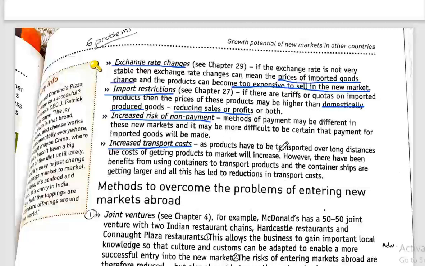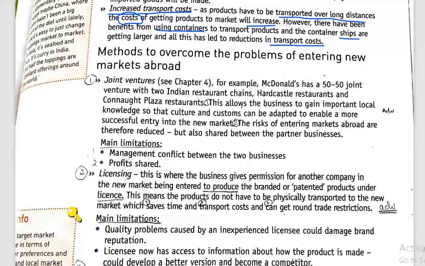As products are transported over long distances, the cost of transportation is definitely going to increase, and getting the products to the new market is going to be harder. The costs increase especially if I'm using containers or ships, or any way of transportation, which is going to cost a lot of money. So looking at these problems, as a business, I might have methods to overcome them.